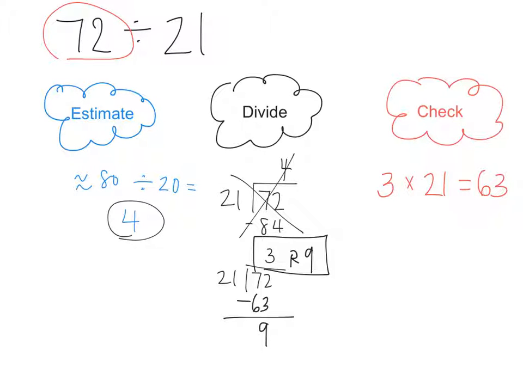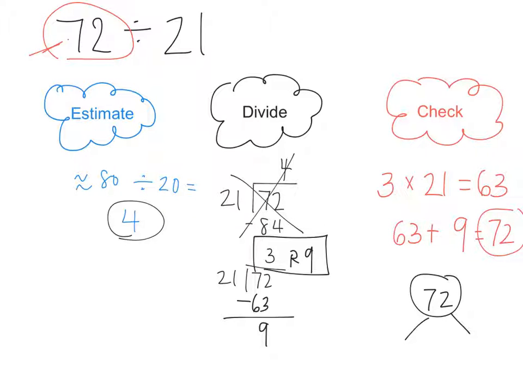Sporty? I need to remember to add the remainder. What's 63 plus 9? 72. Now I feel good because that's my whole. Good. I'm basically splitting my whole of 72 into 2 parts. One part is the remainder, 9, and one part is 3 times 21, 3 copies of 21, which is 63.